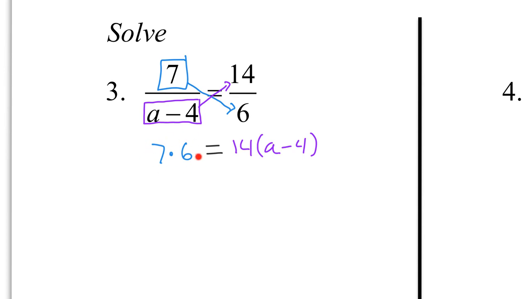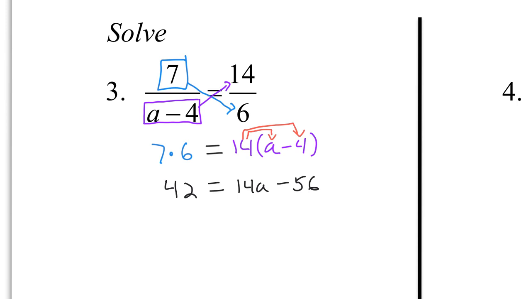Now notice that we have two things happening in this equation. We are going to multiply 7 times 6. Over here, we do have the 14 outside of the parentheses. So that means that we have to distribute, and we're going to have to multiply. So let's do that on the left side first. 7 times 6, that's 42. On the right side, we have 14 times a, that's going to be 14a, and you're going to take 14 times minus 4, that's going to be negative 56. So you're ready to solve the equation.